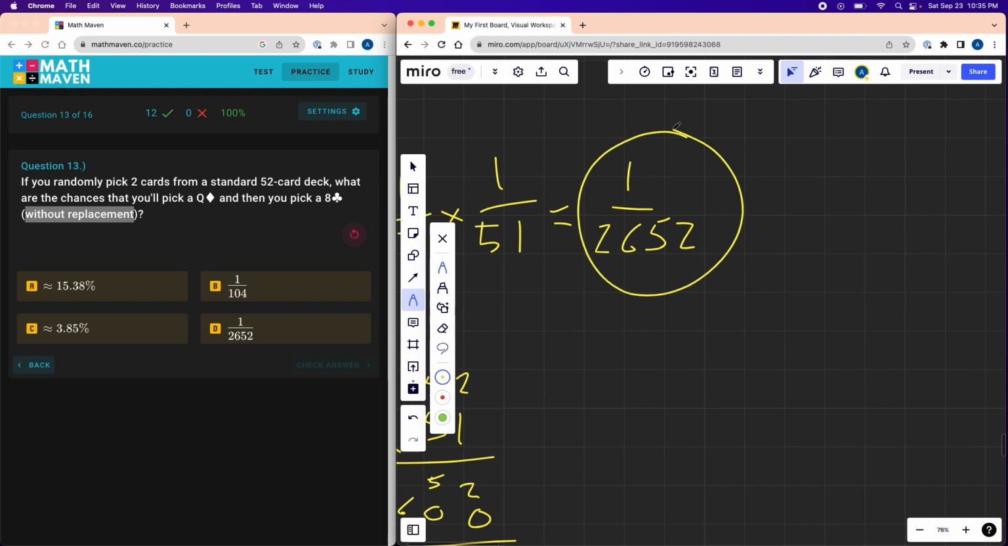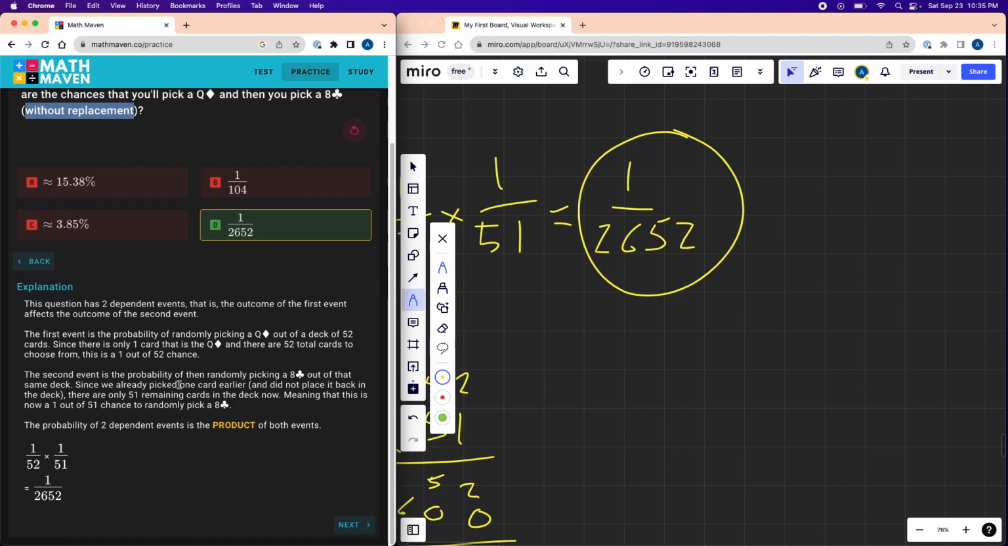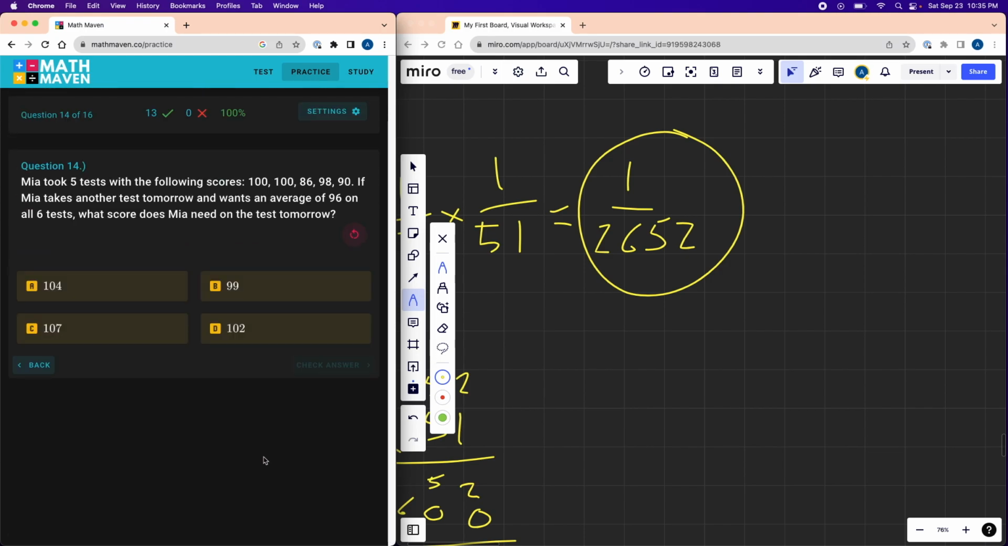2,652 will be our final answer, which happens to be answer D right here, 1 over 2,652. And there we go. So that seems to be the correct answer with the explanation as such. All right, let's move on to the next one here.